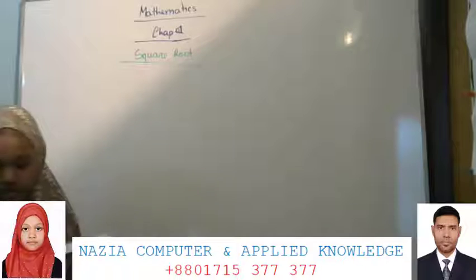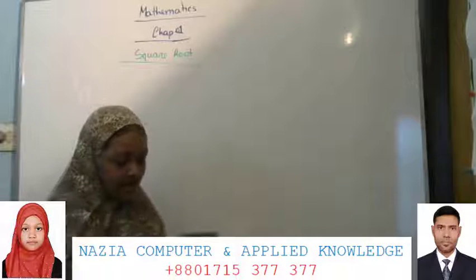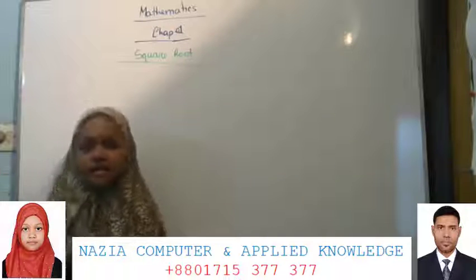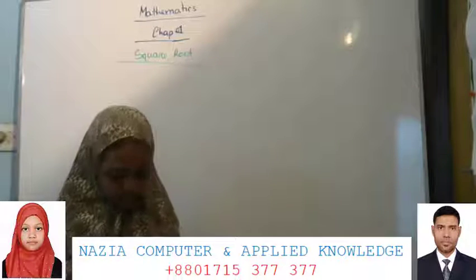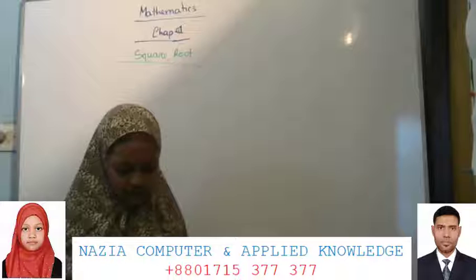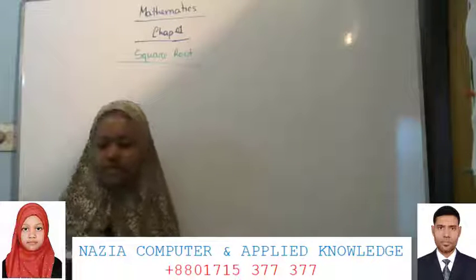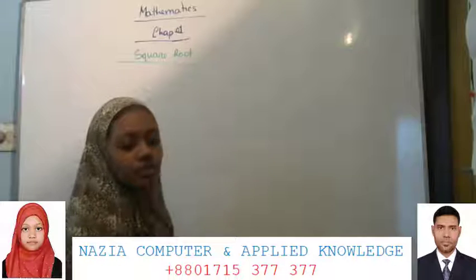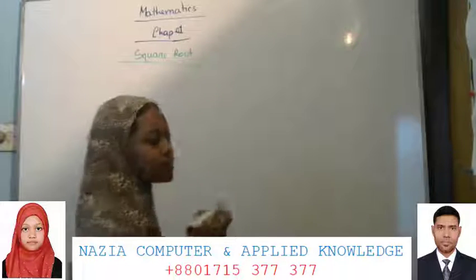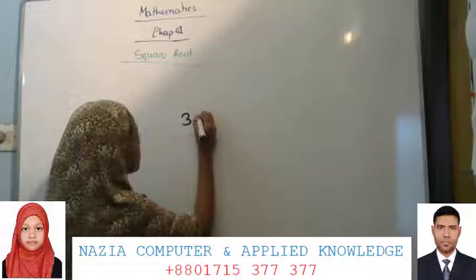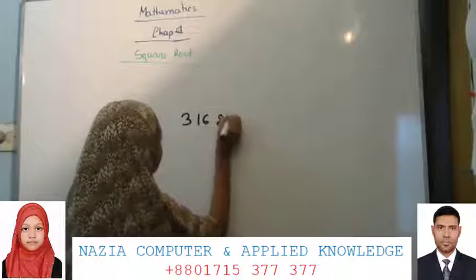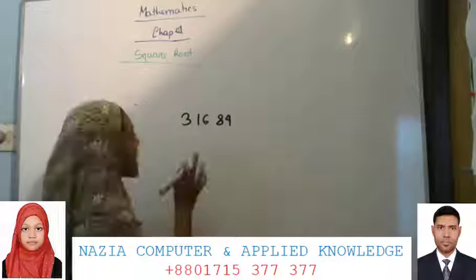Here in the book they have one, but it has remainder. I will come with that after. Okay, there is a small one here. So the small one is 3 1 6 8 4.